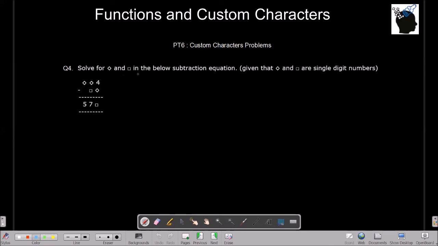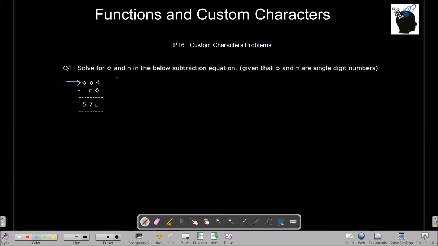So solve for diamond and square in the below subtraction equation, given that diamond and square are single digit numbers. They have given us a subtraction equation and the result is 500 something. And we have to find the value of this rhombus and the square. Now I'm subtracting two numbers, a 3-digit number and a 2-digit number, and getting a 3-digit number, which is 57 something. So definitely when we are talking about this rhombus, this has to be either 5 or 6.